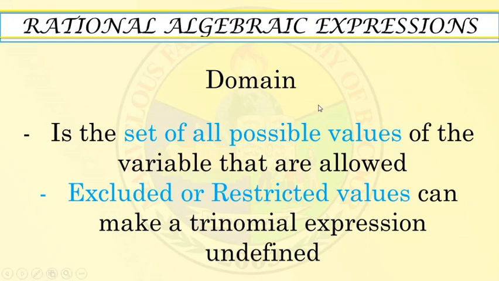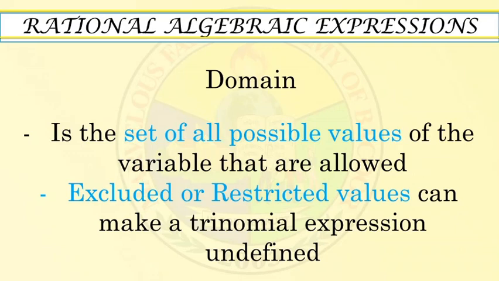What is domain? Okay, so when we say domain, it is the set of all possible values of the variable that are allowed. Ibig sabihin ng domain natin, yan yung set of possible values natin para sa ating variable. And when we say excluded value or restricted values, these can make a rational expression undefined. Yung excluded value natin or restricted value, yan yung value na hindi dapat natin isa-substitute sa ating variable kasi nag-equals to zero ang kanyang denominator. Okay? So, yan yung ibig sabihin ng excluded value natin.